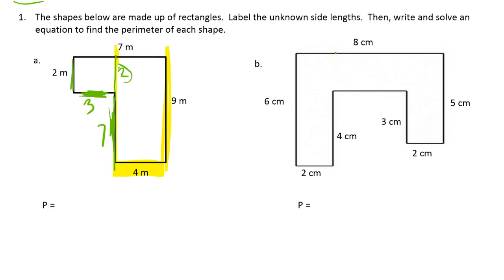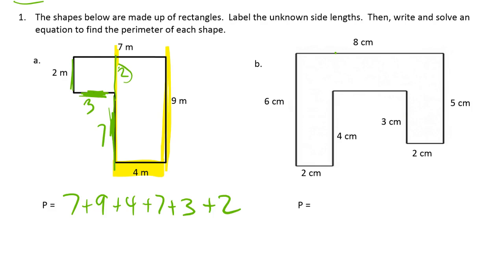And I like to have a routine for doing this, so that it makes it easier to remember which number I started with, and I don't accidentally add in the same side or skip a side when I get all the way around the shape. I just start at the top and I work my way around clockwise or to the right. So I'm going to start with the 7 plus 9 plus 4 plus 7 plus 3 plus 2.